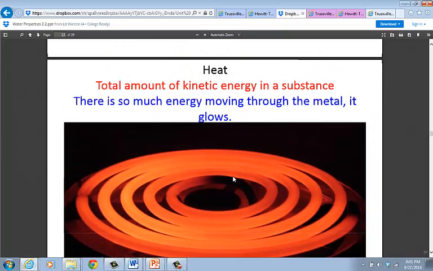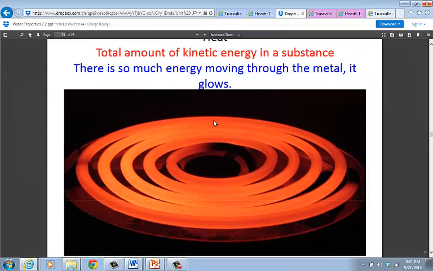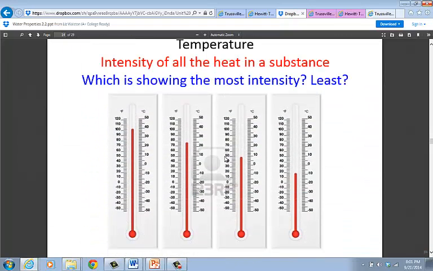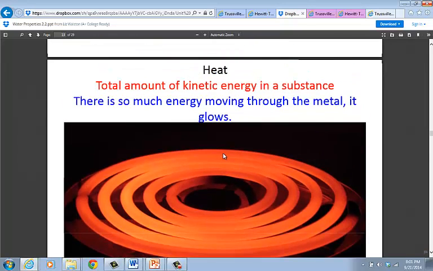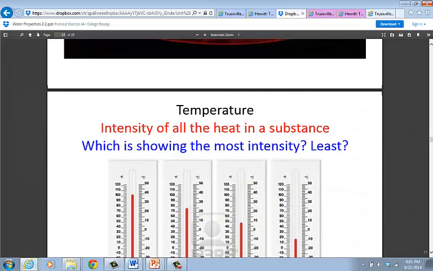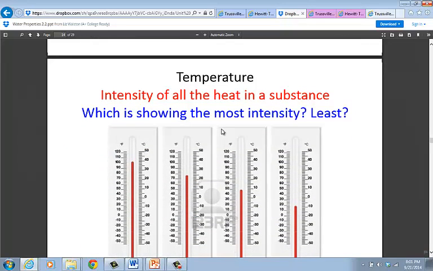All right, so when we're talking about heat, we're talking about the total amount of kinetic energy. And remember what we said, kinetic energy is the energy of movement. It's in motion. And so the total amount in a substance, that's what heat is, the amount of the kinetic energy. So there's so much energy moving through this metal right here, it makes it glow. All right, so temperature is the intensity of all the heat in a substance, where heat was the amount of kinetic energy. Now temperature is the intensity of that heat.